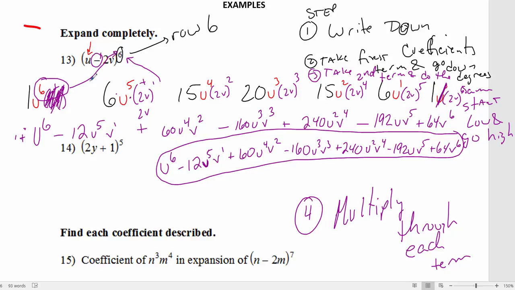I'll give you some time a little bit to work on it, but then we'll go through it. So again, pause the video, see what you can come up with, and then hit play.